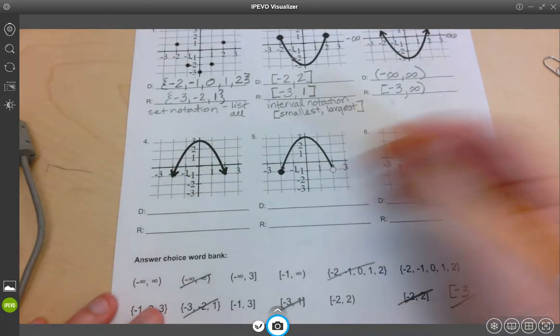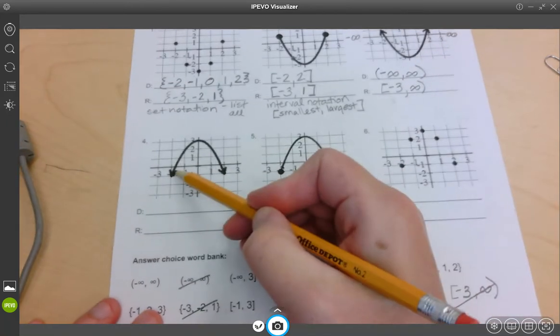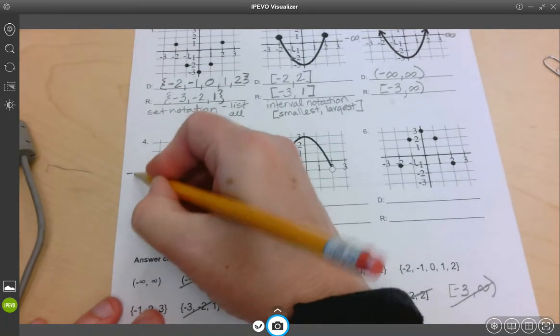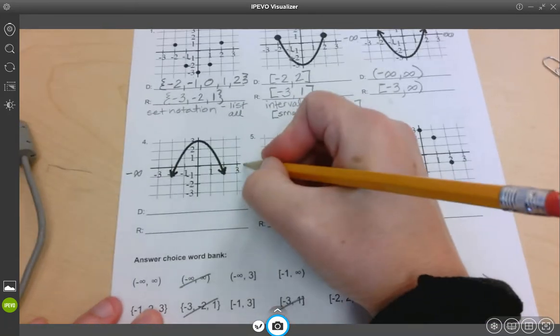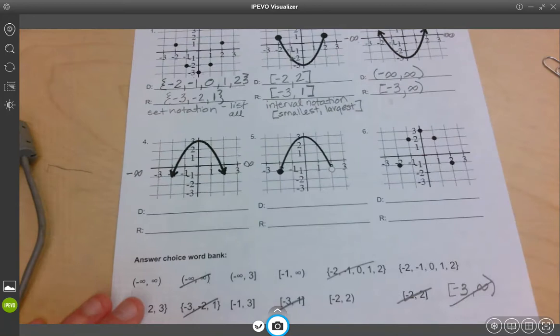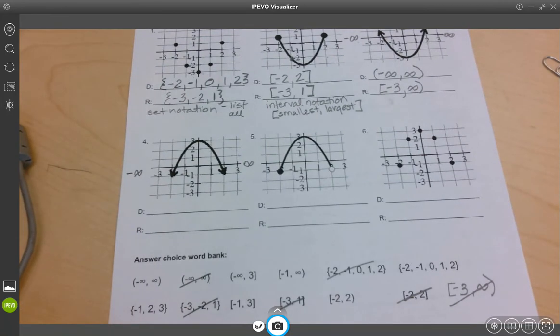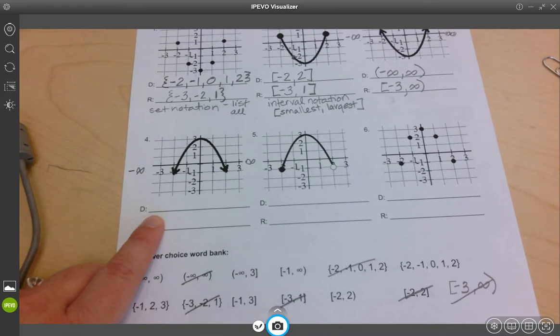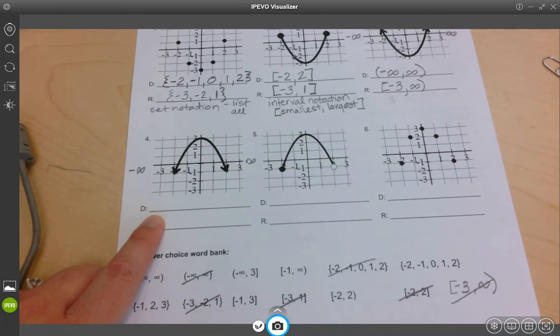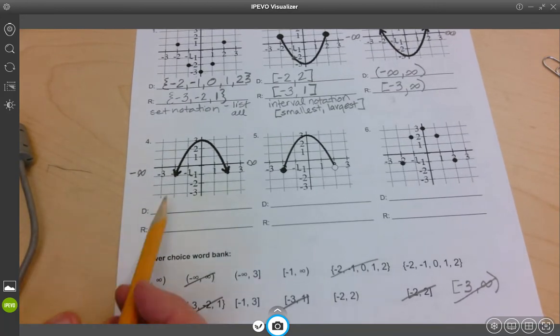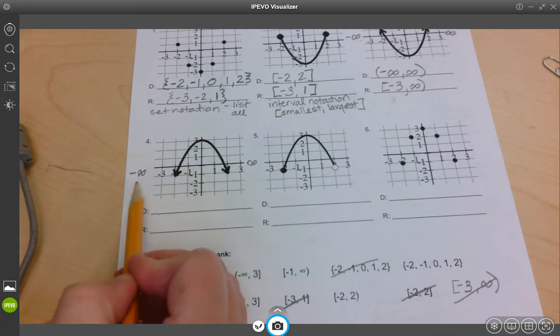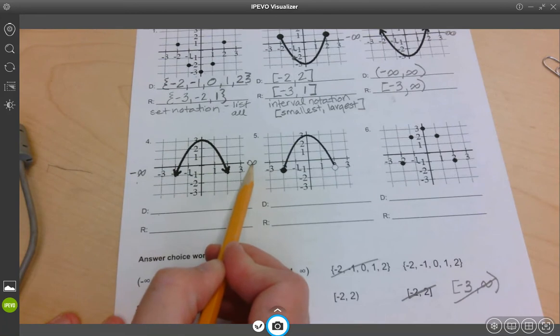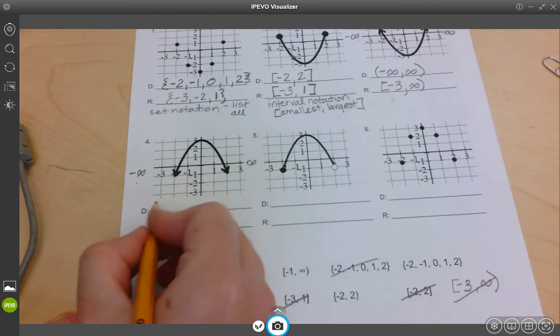So for number 4, the domain should look like the domain from this one because it also has arrows going to the left and arrows going to the right. All right. Anybody want to give us the domain for this one, number 4? Did you get domain for that one yet? Uh-huh. Very good. Anybody else get negative infinity, comma infinity? Excellent.